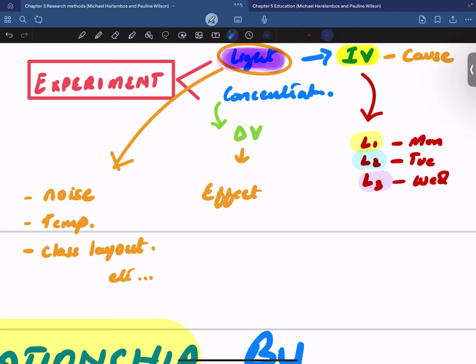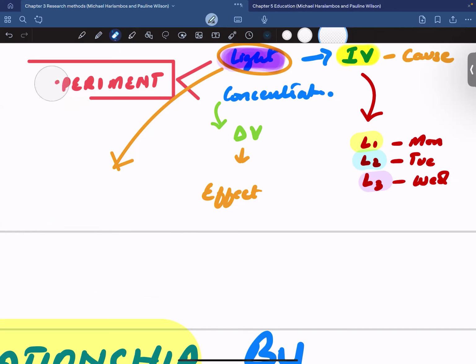So in all the three cases over here, L1, L2, L3, in all the three days that I mentioned over here, I would ensure that the only thing that is different over here is the light, whereas the noise, the temperature, the class layout, and anything and everything else that I possibly can control, I should control.